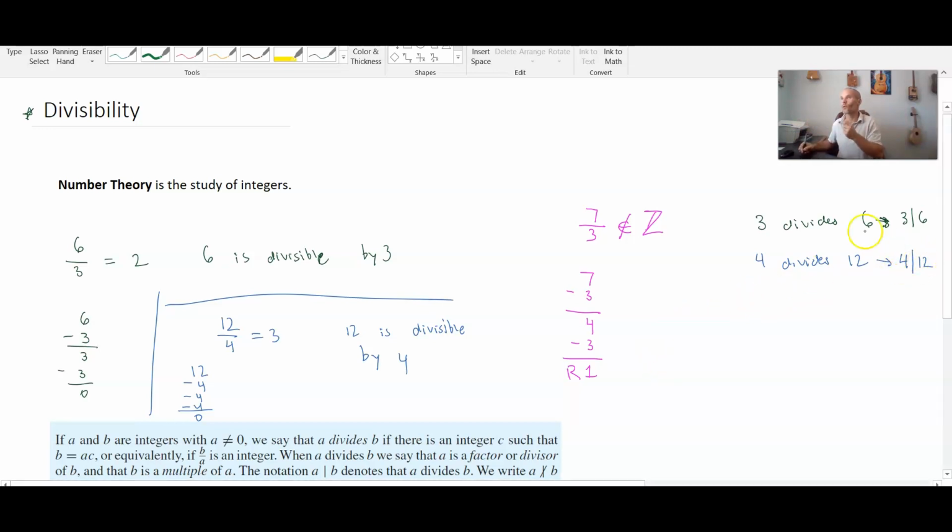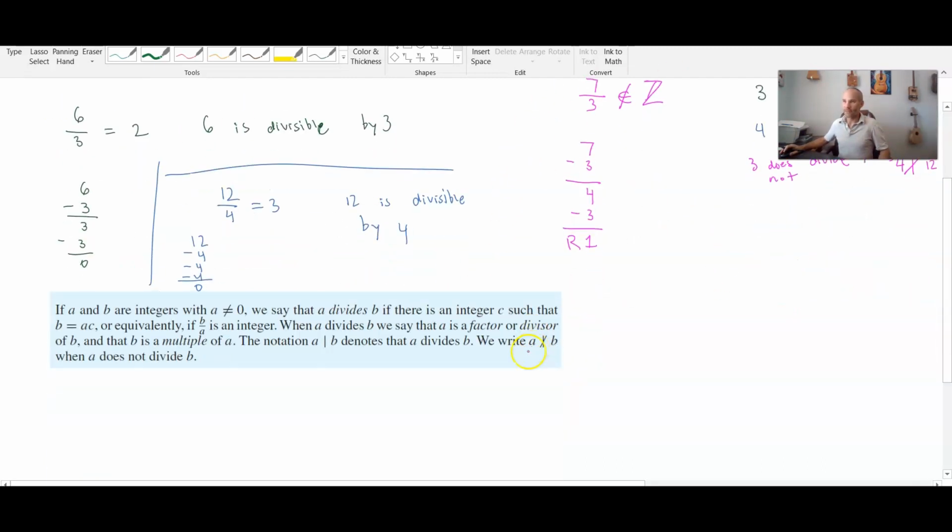So 4 divides 12. And then finally, for this last example, we can say that 3 does not divide 7. How do we indicate that? Oftentimes when we think about equality and things aren't equal, we take the equal sign and put a slash through it. So we put a strike through the vertical line to indicate that 3 doesn't divide 7.